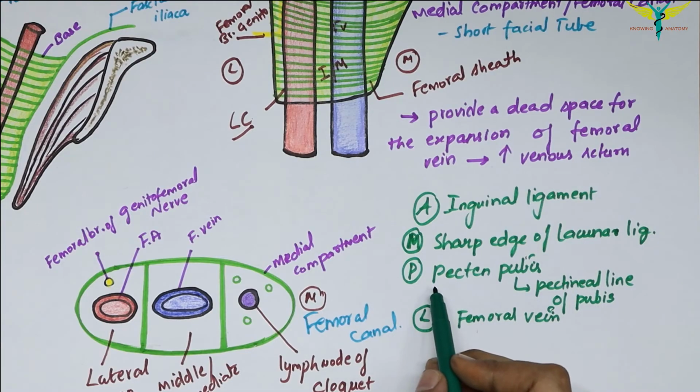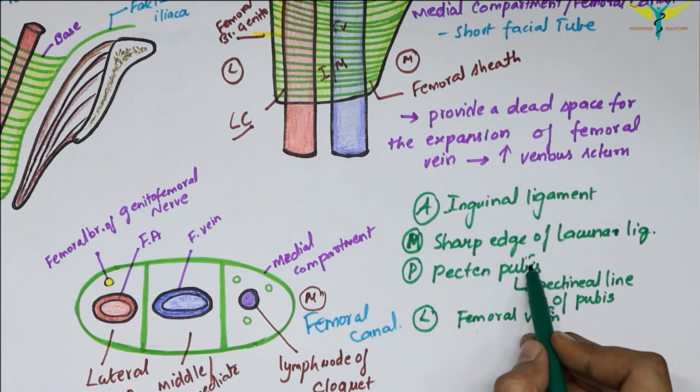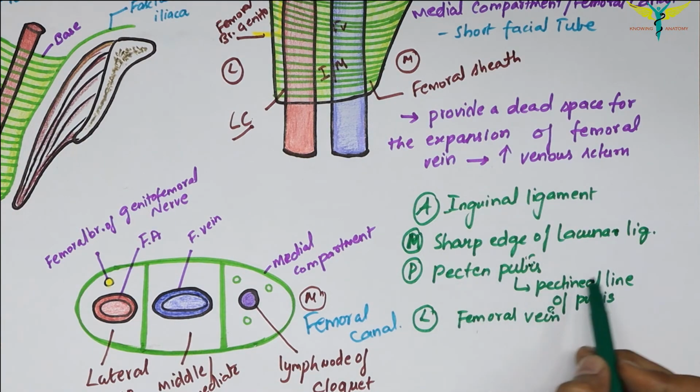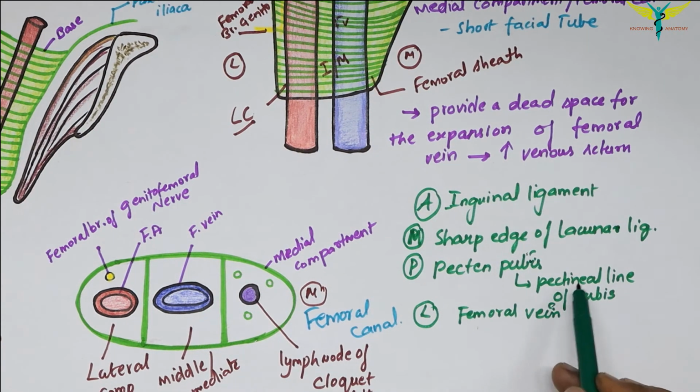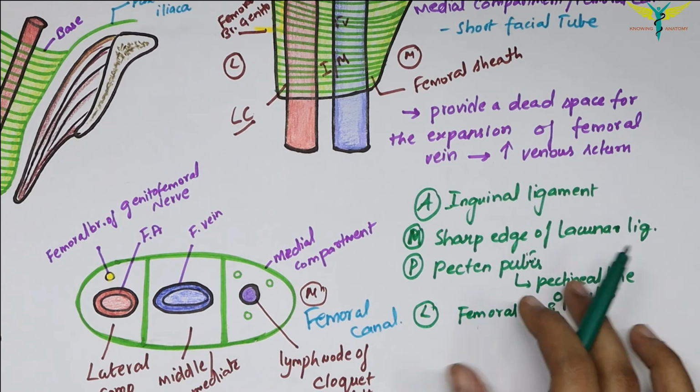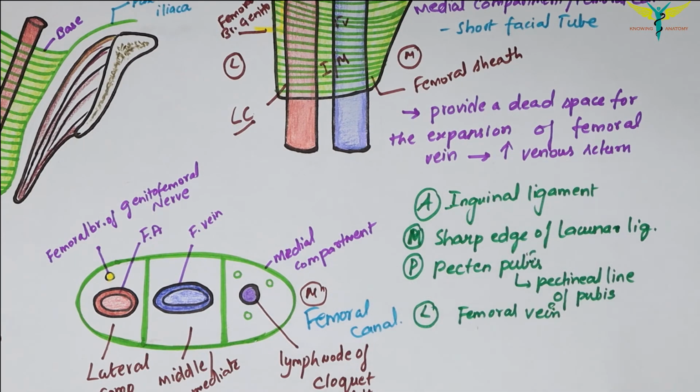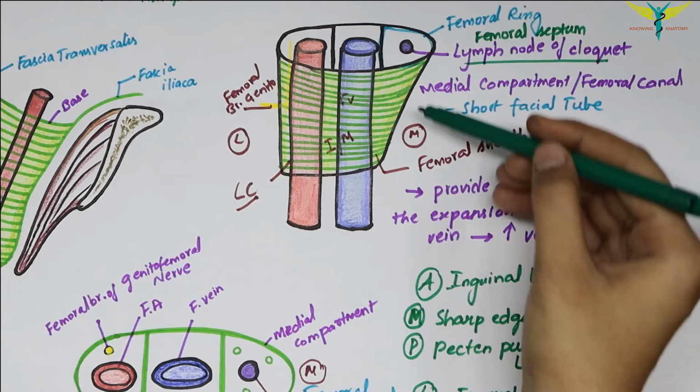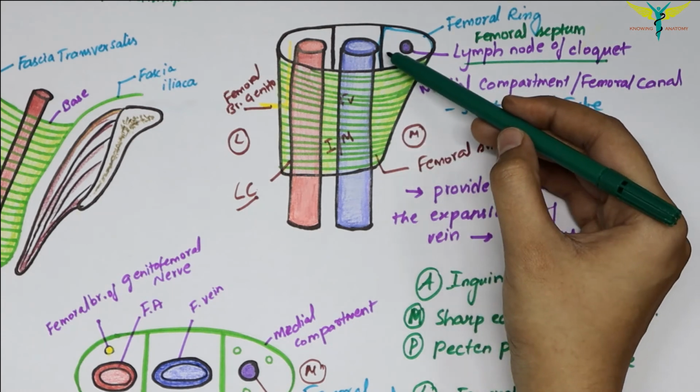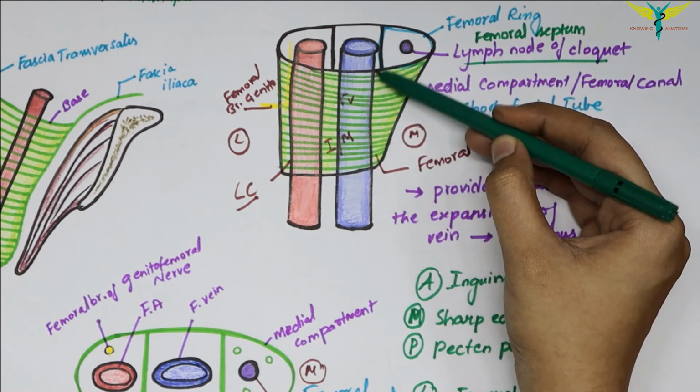The posterior boundary is formed by the pecten pubis, which is nothing but the pectineal line of the pubis. This pectineal line is a ridge on the superior ramus of the pubic bone, and this line forms the pubic brim. And the lateral boundary is by the femoral vein. So this is the femoral canal, and the lateral boundary is by the femoral vein.